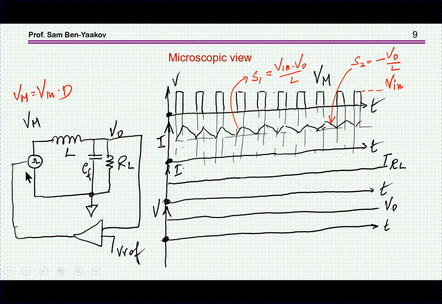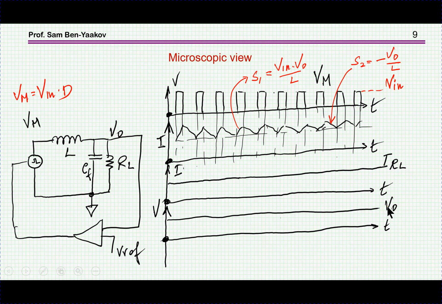The slopes are related to the voltage difference on the inductor. The maximum voltage here is V in, so the up slope will be (V in minus V out) over L, and the down slope will be minus V out over L. I'm neglecting voltage drops; this is an ideal case with no resistances whatsoever. So this goes on forever. This is the duty cycle, this is the current, and here I'm showing the output current, I_RL, and this is the output voltage.